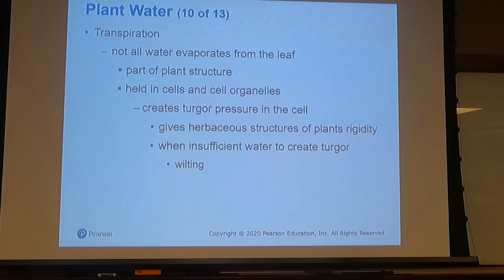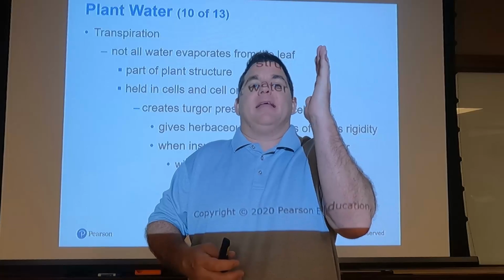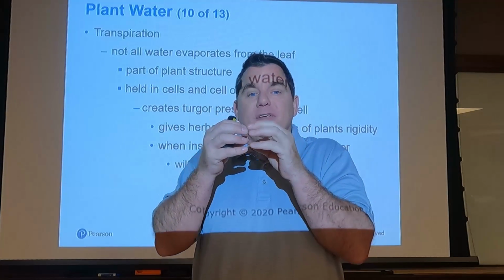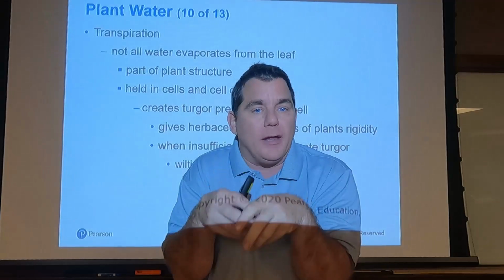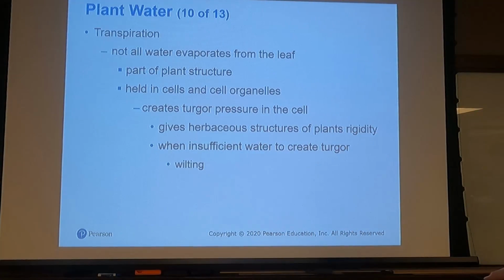We also need that water in there to create this turgor pressure, so that it's going to fill out our cells and let that plant stay upright. So if we start to take all the water out of the cells, our plants start to shrivel and wilt, because there's insufficient water to create that turgor pressure, which is why we get to permanent wilting point.